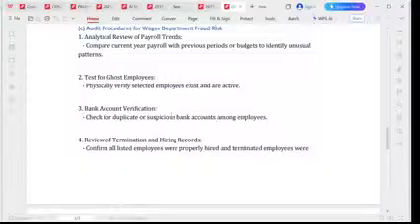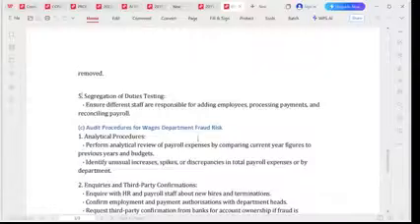It will be very, very important. Review of termination and hiring records. You are inspecting records here. Confirm all listed employees were properly hired and terminated, and that terminated employees were removed.